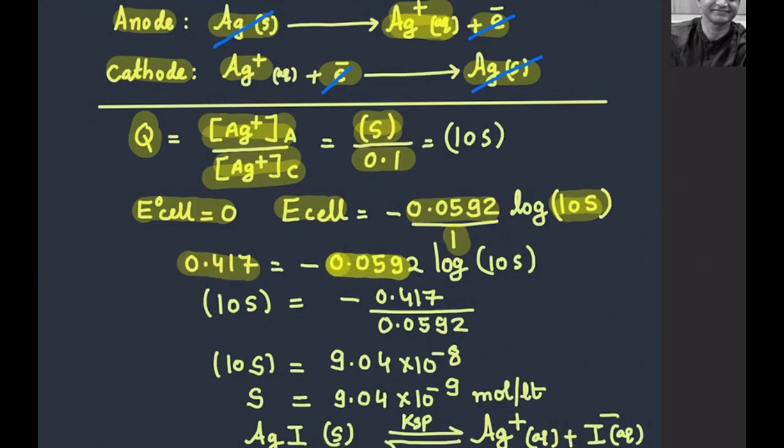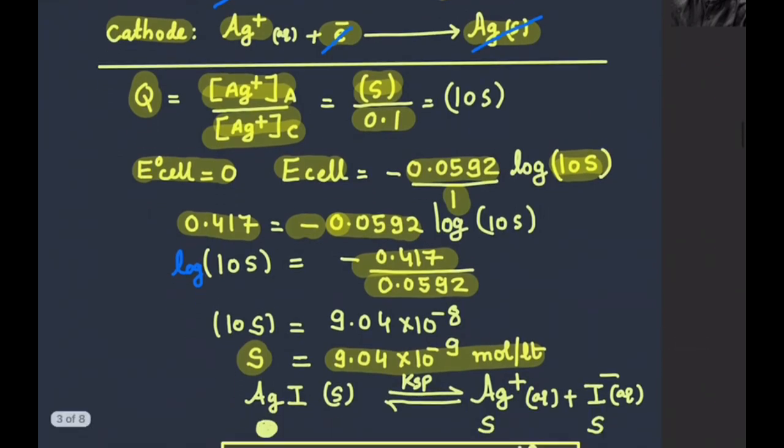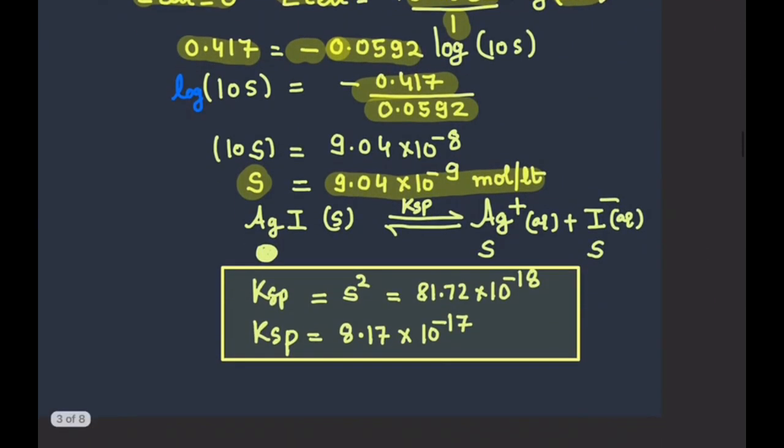So if we take 0.0592 on the left hand side, this minus sign on the left hand side, and simplify, then we can say that log 10s is equal to minus 0.417 divided by 0.0592, and on further simplification we can calculate the value of solubility, which is coming 9.04 times 10 to the power minus 9 mole per liter. Since it is a saturated solution of AgI, this is the equilibrium.